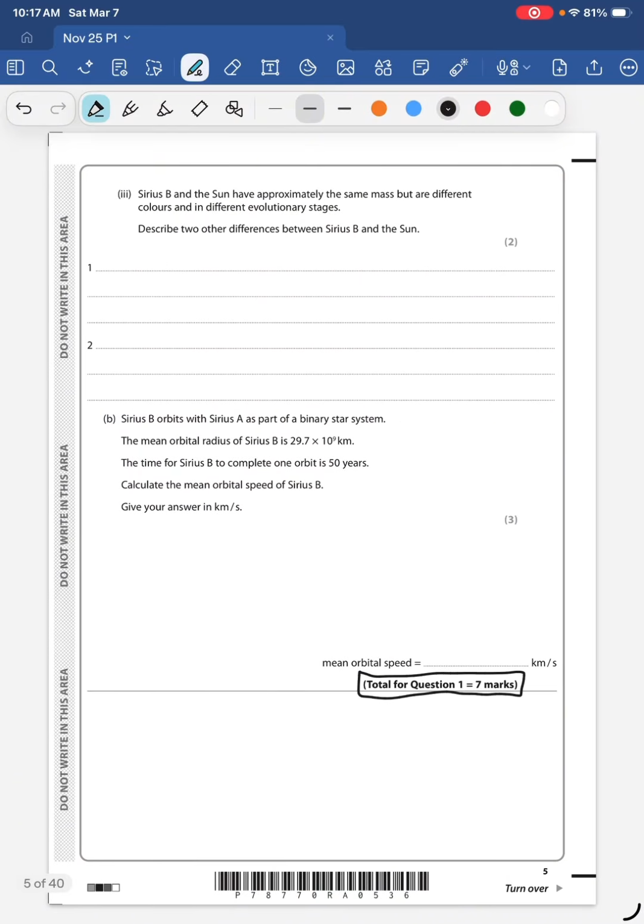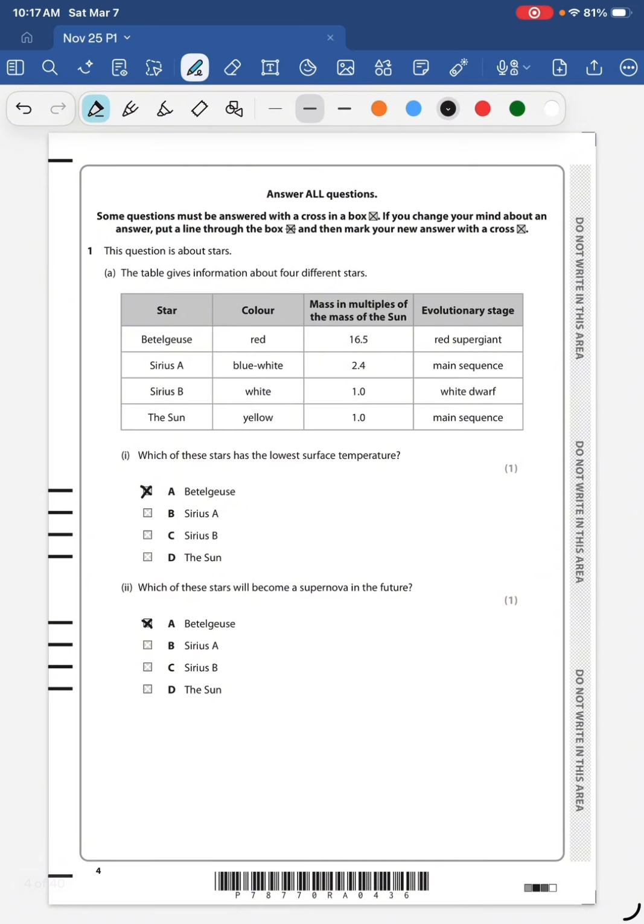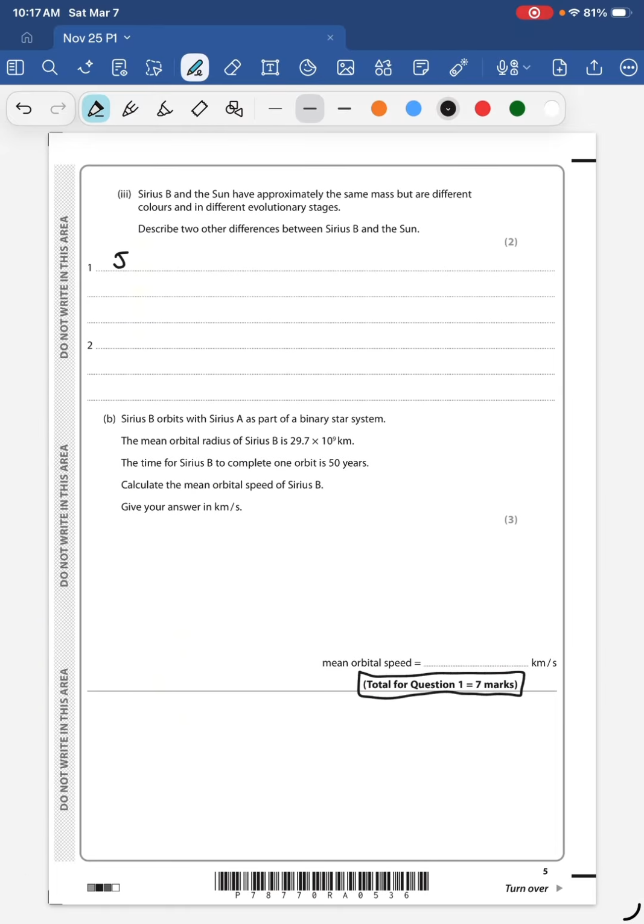So question 3: Sirius B and the Sun have approximately the same mass, but are different colors and in different evolutionary stages. Describe two other differences between Sirius B and the Sun. As I said earlier, I erased the diagram, but Sirius A is a main sequence star that is heavier, so it has more material to burn, so it's hotter. Sirius is with an I, sorry. Sirius B is hotter than the Sun.